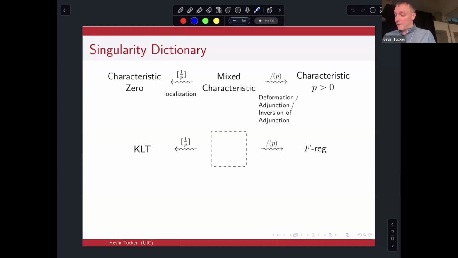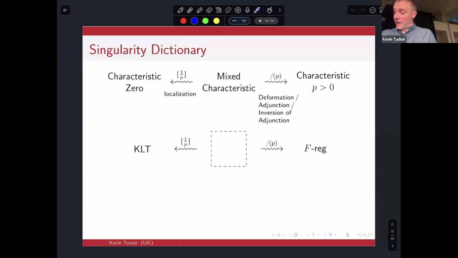Inverting p is something that looks a heck of a lot like a localization statement, and any good class of singularities should be stable under localization. Singularities are really a local phenomenon. But this left direction, this variant of localization, means that whatever I put in the box corresponding to KLT and F-regular, when I invert p, I expect to get KLT back, okay?